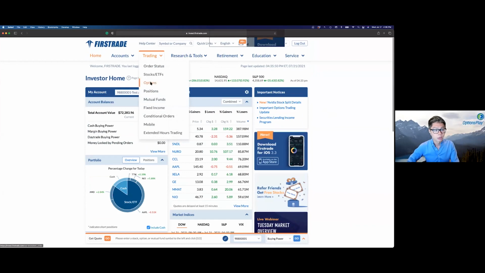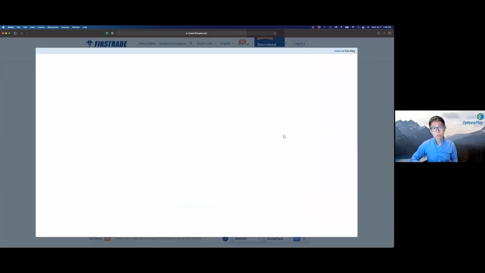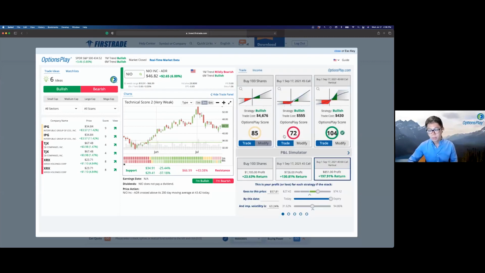You can also go to trading options, and you'll be able to see the options wizard screen here on your options order entry page. So anywhere that you basically have access to options, you'll be able to access the options wizard. This is the options play platform that is embedded into the First Trade platform that's actually going to help automate a lot of the things that I have shown you here today.